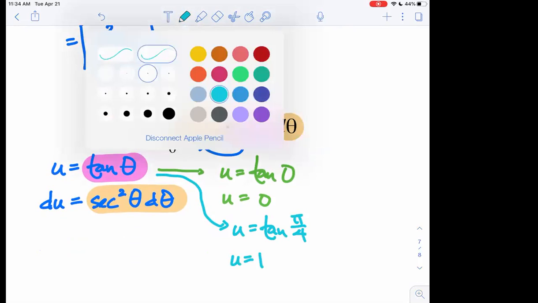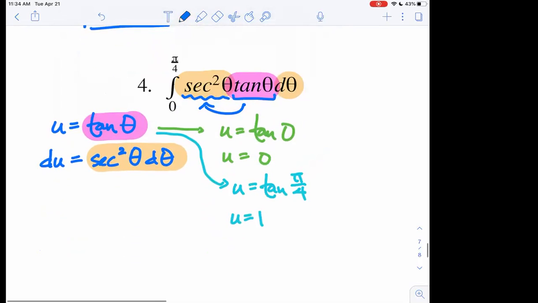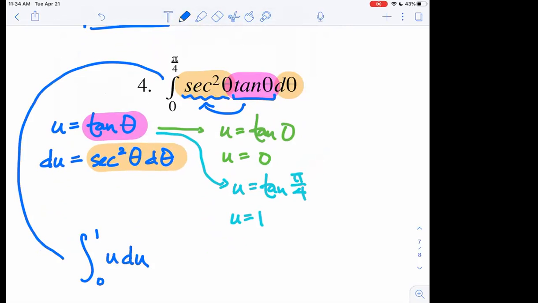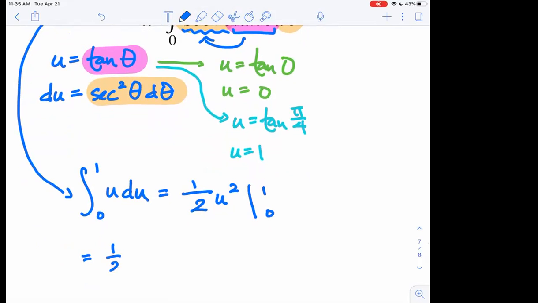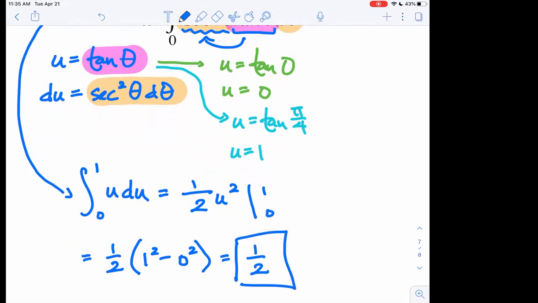Okay? So when I make my substitutions now, I can change everything, including the bounds. So I have the integral from 0 to 1 of u du. So this whole complicated looking thing really is something very, very straightforward. And so we can use our power rule here, 1/2 u squared, drop the line, 1 and 0, and we'll go ahead and plug in our bounds. So 1 squared minus 0 squared, and that will give us an area of 1/2.